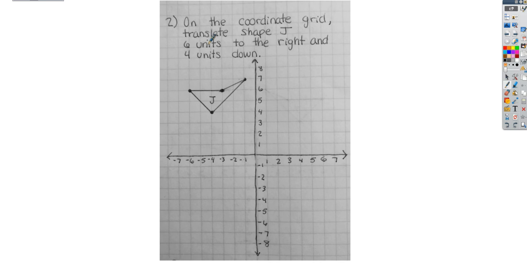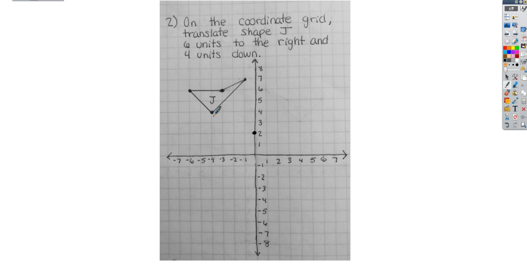So number 2, this one's similar to number 2 in the test. On the coordinate grid, translate shape J 6 units to the right and 4 units down. So we're going to start at each one of these points, and we're going to go 6 units to the right and 4 units down. So you're always starting at a point. So we're going to go 1, 2, 3, 4. Oops, I'm going to count again because I lost track. 1, 2, 3, 4, 5, 6. Now we're going to go 4 units down. So 1, 2, 3, 4. Plot that point.